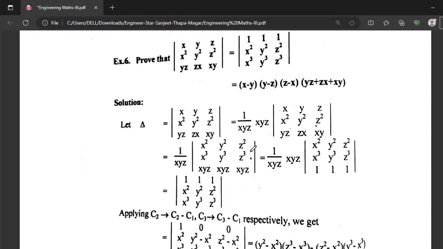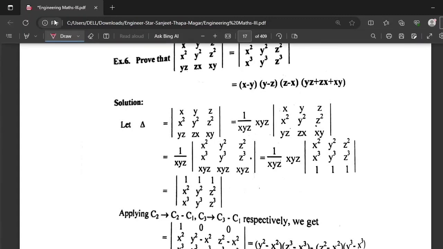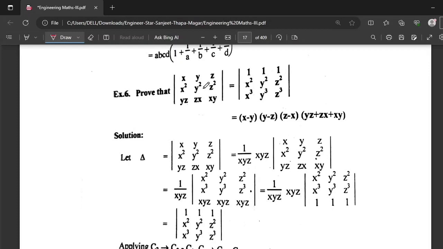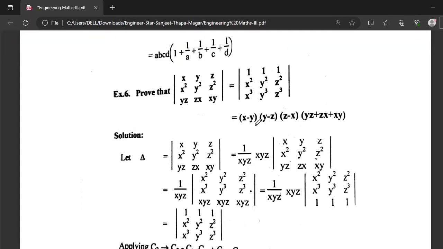This is the sixth video of the chapter Determinant of Matrix. The question is, prove that the determinant with rows x, y, z; x square, y square, z square; and yz, zx, xy equals the determinant with rows 1, 1, 1; x square, y square, z square; and x cube, y cube, z cube, which is again equal to (x minus y)(y minus z)(z minus x) times (yz plus zx plus xy).